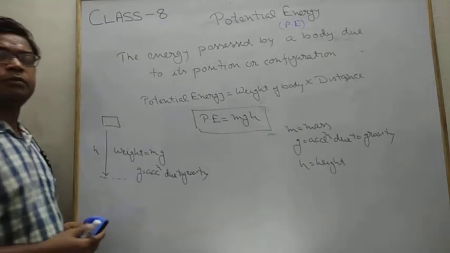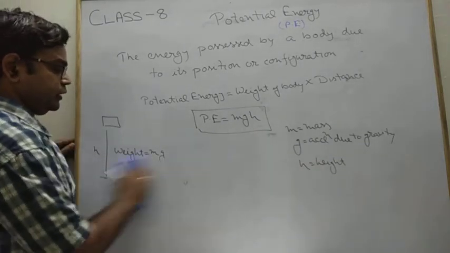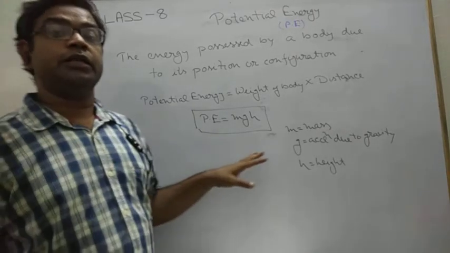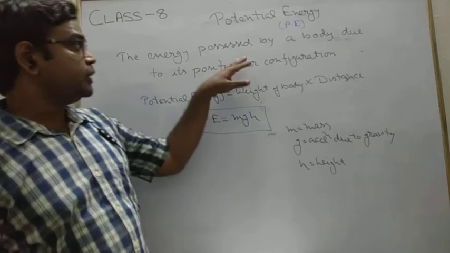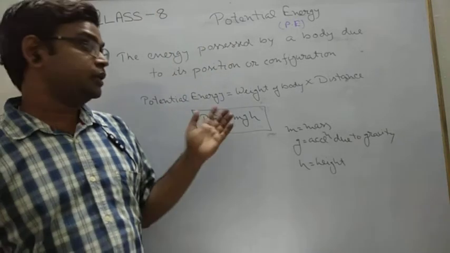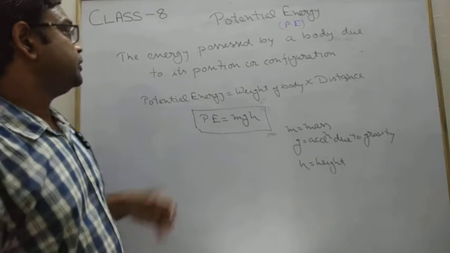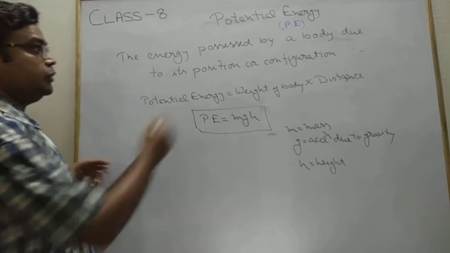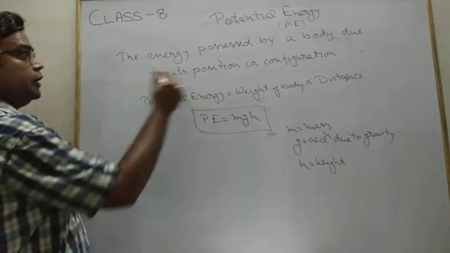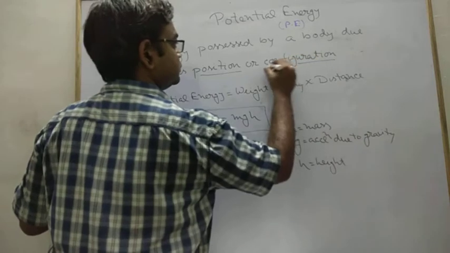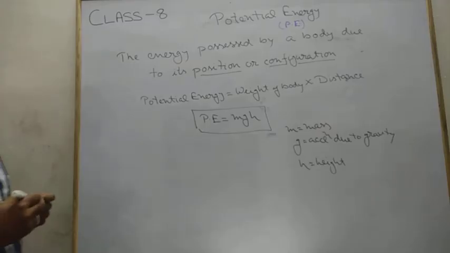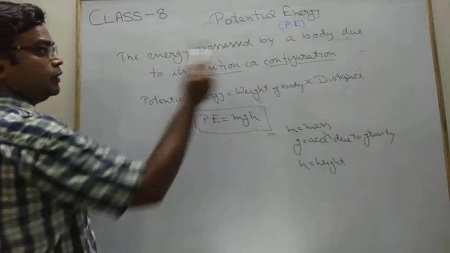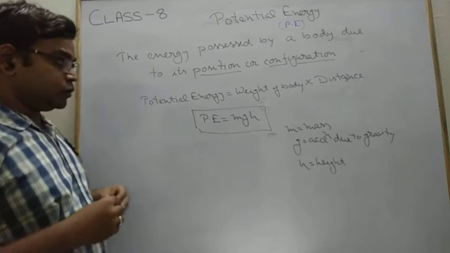Now there are various examples of potential energy. You must read and try to find out which type of potential energy we have in each case. Now I am explaining again the types of potential energy. Here we have two words in the definition of potential energy: position and configuration. Depending upon the position, we have gravitational potential energy, and depending upon the configuration, we have elastic potential energy. So what are they?